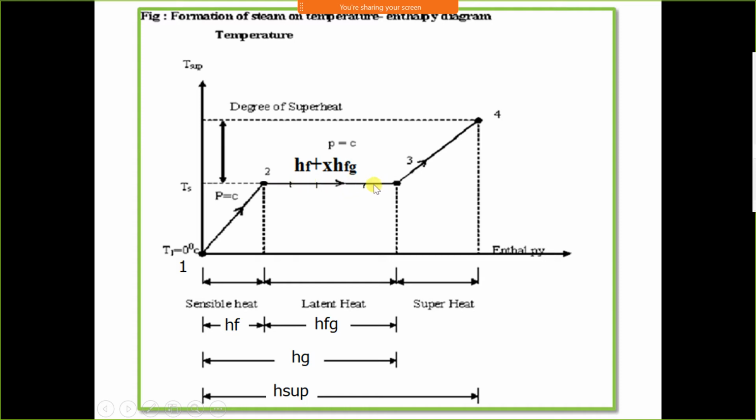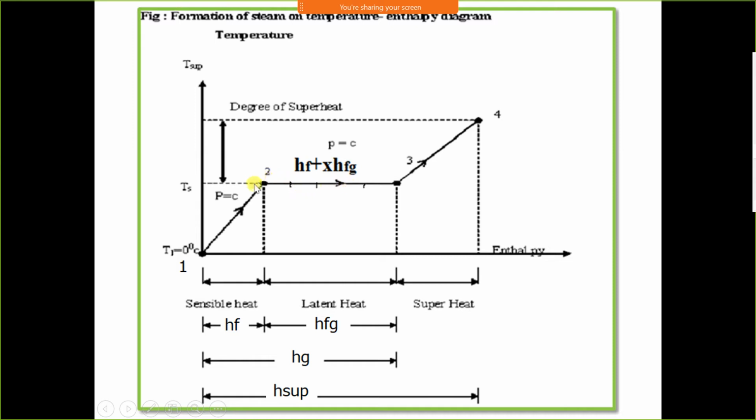It is a mixture of water and vapor. It's called wet steam. Steam is there, also water is there, but steam is mixed with water. Therefore, it is called a mixture of water and vapor or wet steam.